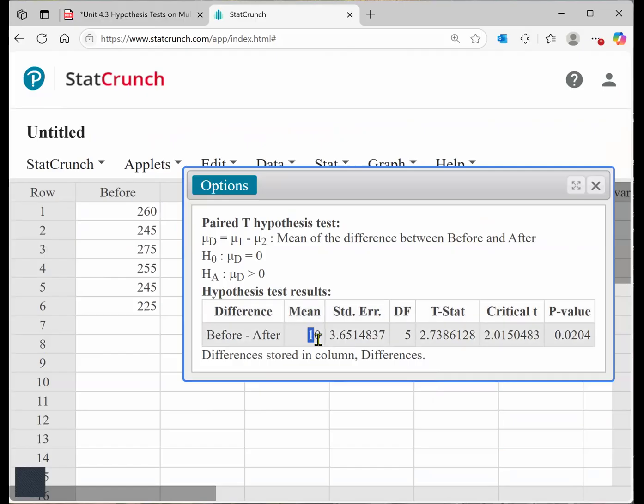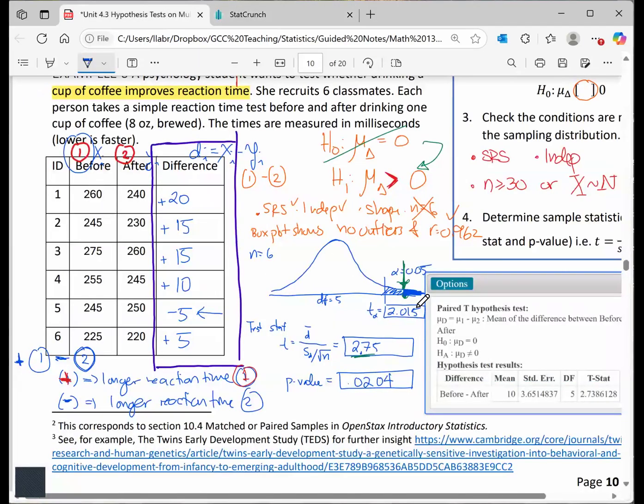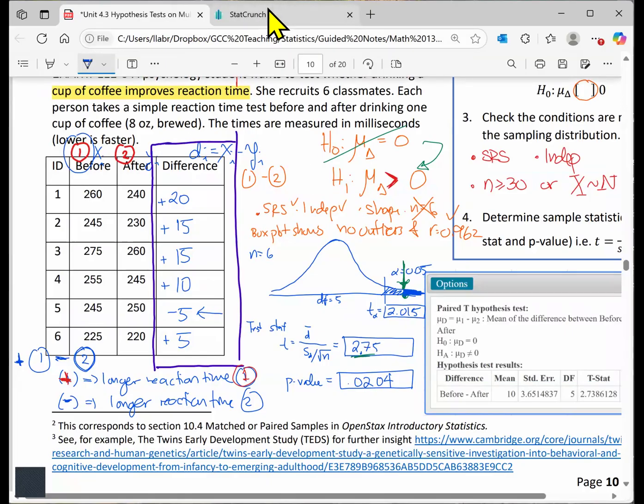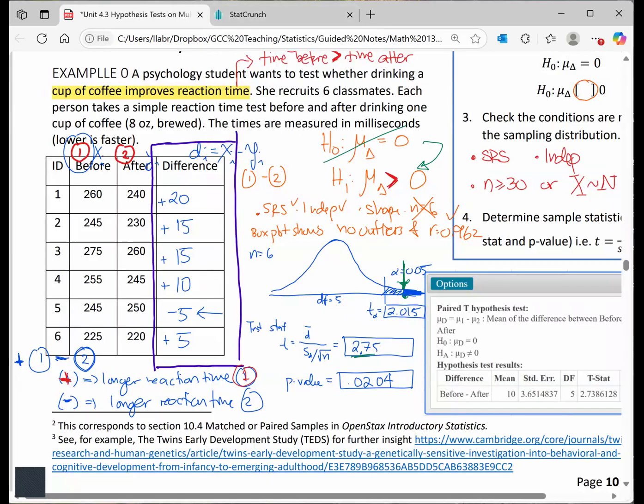We can see that the mean is the same and the standard error is the same, 3.65, giving you the t-statistic. Critical t-value, 2.015. So we get the exact same critical value and the exact same test statistic, which means that we will get the same conclusion. This is how StatCrunch makes these tests very simple for us. Please just make sure that for this one, you look at the differences.